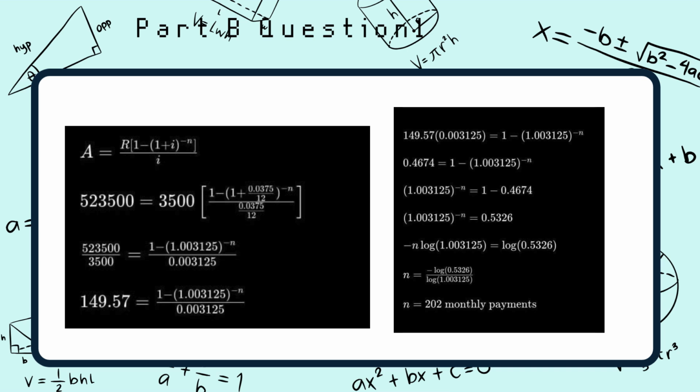And next, negative n times log 1.003125 equals log 0.5326, and then we divide both sides by the log. We got n equals log 0.5326 divided by negative log 1.003125.